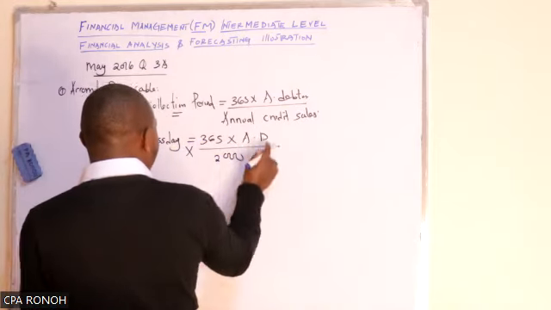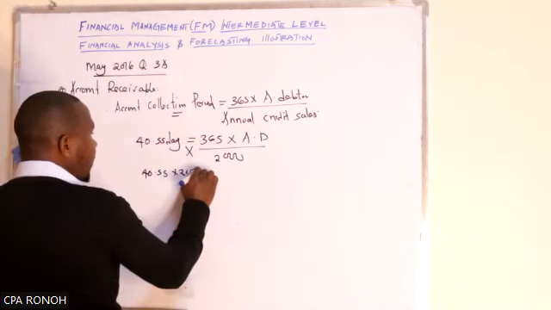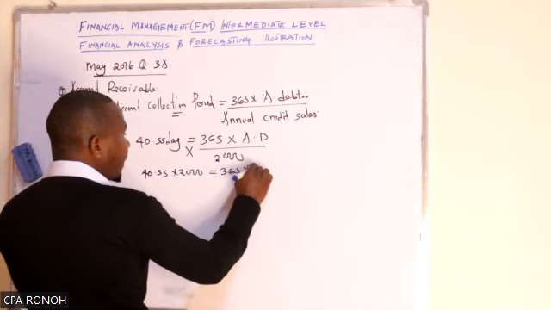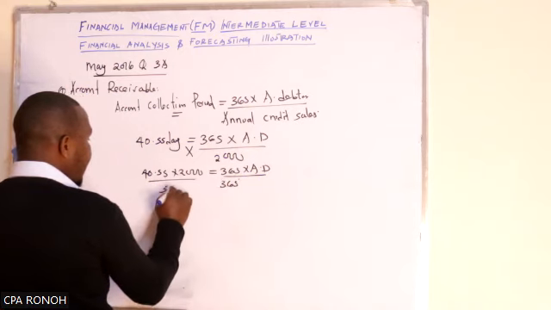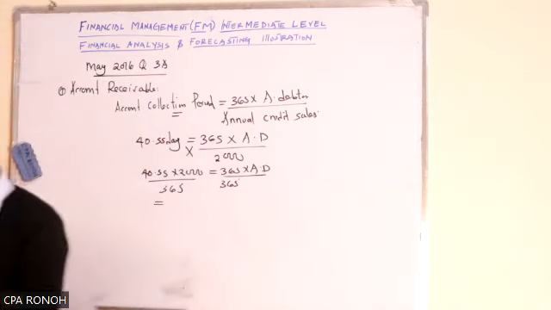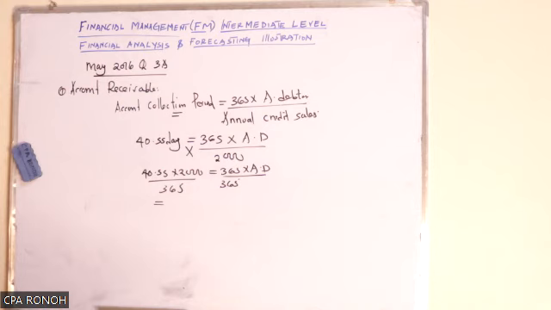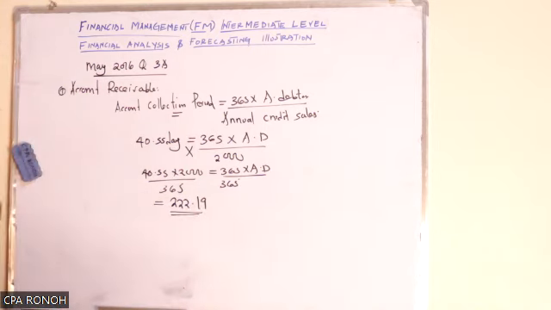So you can cross multiply so that we remain with this. 40.55 times 2,000 is equivalent to 365 times AR. So we divide by 365 so that you can get the account receivable. 40.55 times 2,000, divided by 365, we are getting 221.9. That is our account receivable.